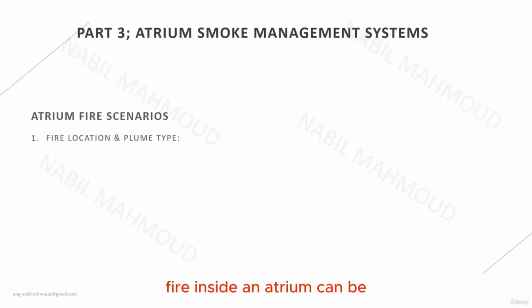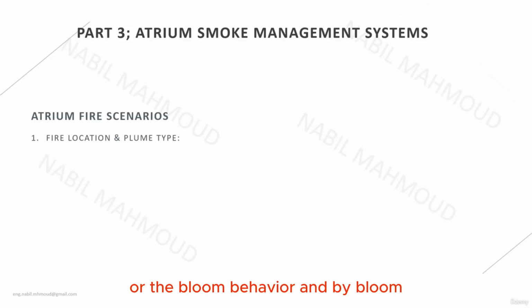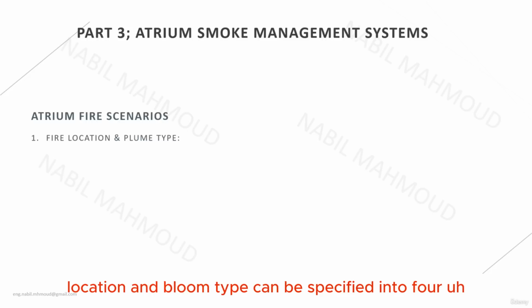Fire inside an atrium can occur in 4 potential locations, and these 4 locations are described in accordance with the bloom shape or the bloom behavior. And by bloom, I mean the bloom of smoke which is rising from the fire to the high level. So the fire location and bloom type can be specified into 4 categories.